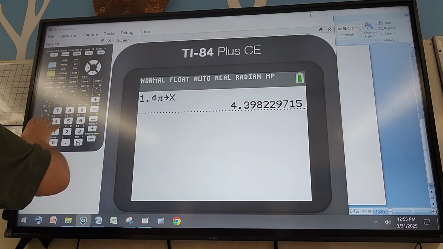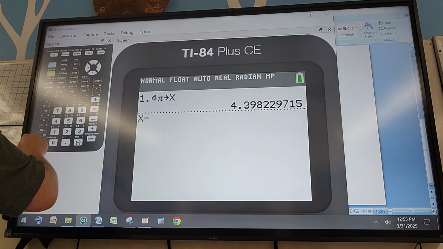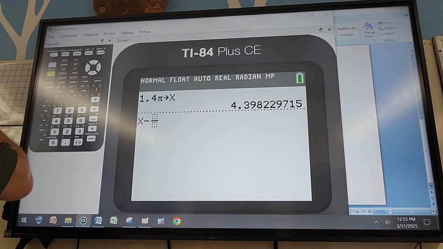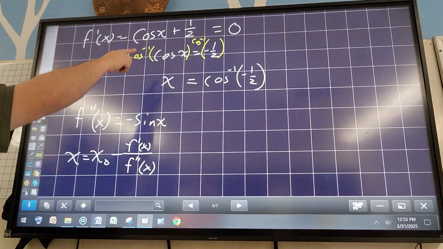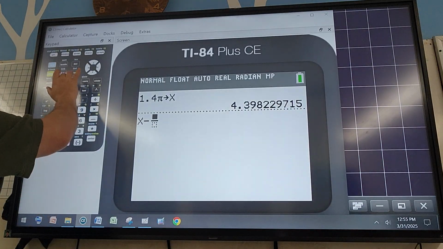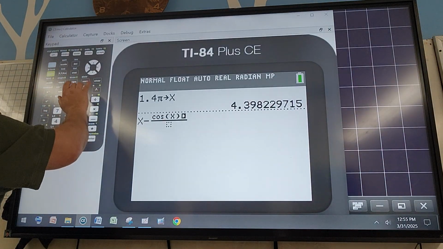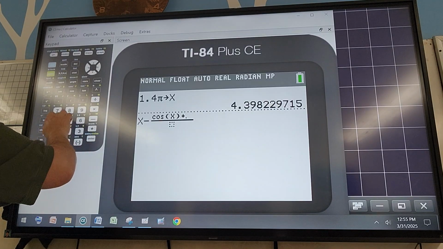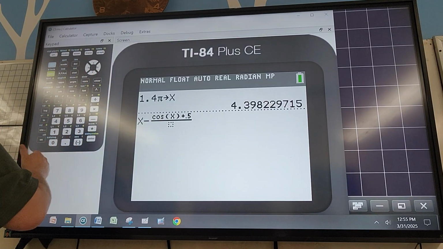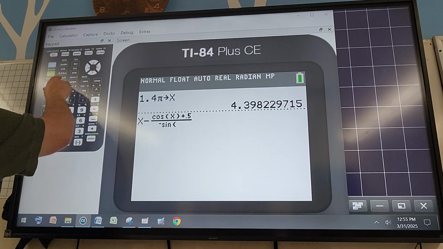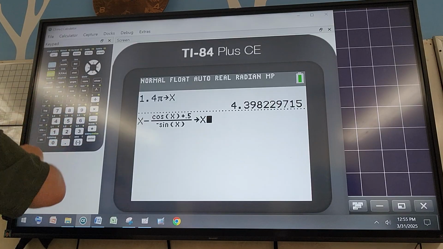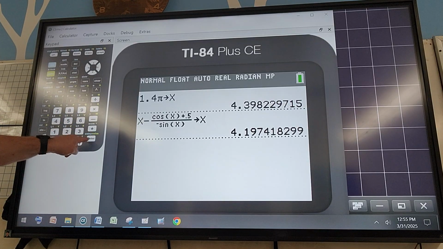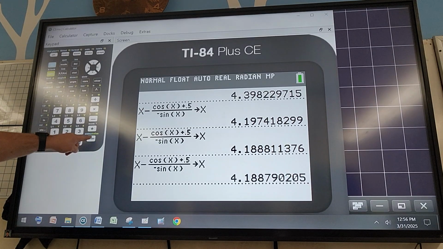Okay, so x minus, and then we just put in our 2 things. So we had cosine of x plus 1/2 on the top, and on the bottom, we just had the negative sine of x. Store x. Then you just keep doing it until it stops moving. It stopped moving.